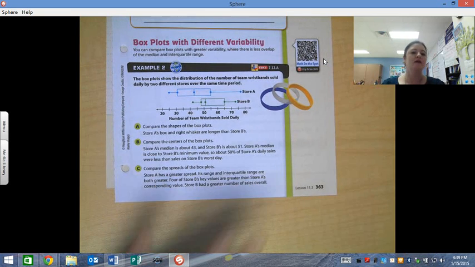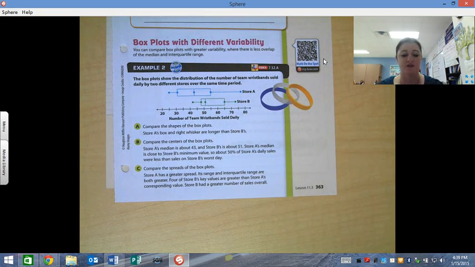Alright, now we're going to look at box plots that have different variabilities. Remember our last one was same or similar variabilities? This one is different. You can compare box plots with greater variability, where there is less overlap of the median and the interquartile range. Example 2 does this very thing. It says the box plots show the distribution of the number of team wristbands sold daily by 2 different stores over the same time period.